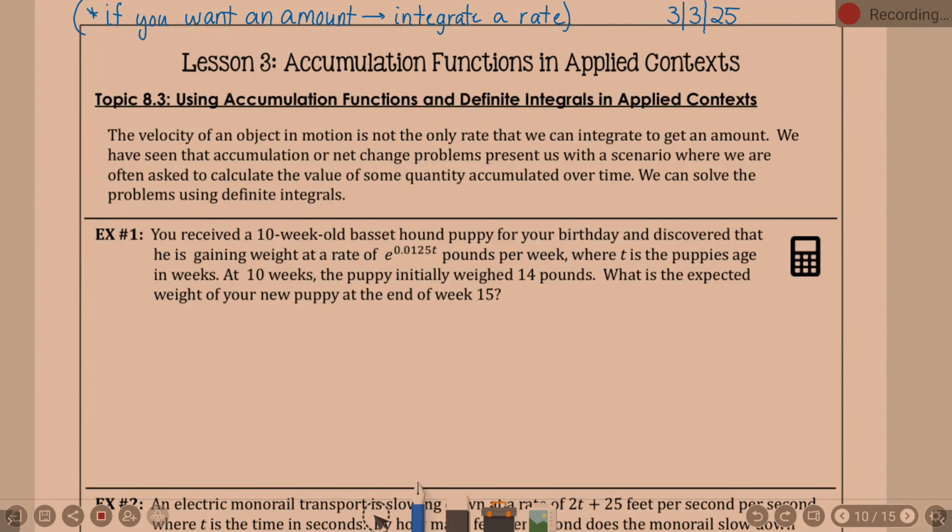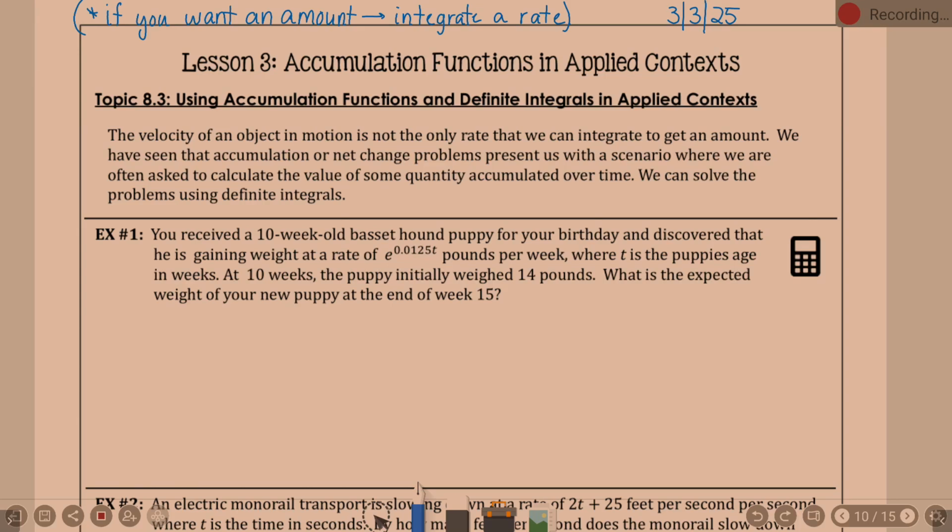As we look at lesson 8.3, accumulation functions in applied context. I don't know if this reminder up top is for me or for you or both. In all honesty, it's for me at times too. If you're trying to find a total amount and you're given a rate, my reminder is if you want that amount, you're going to integrate the rate. Because this integration is finding the accumulation over that time period.